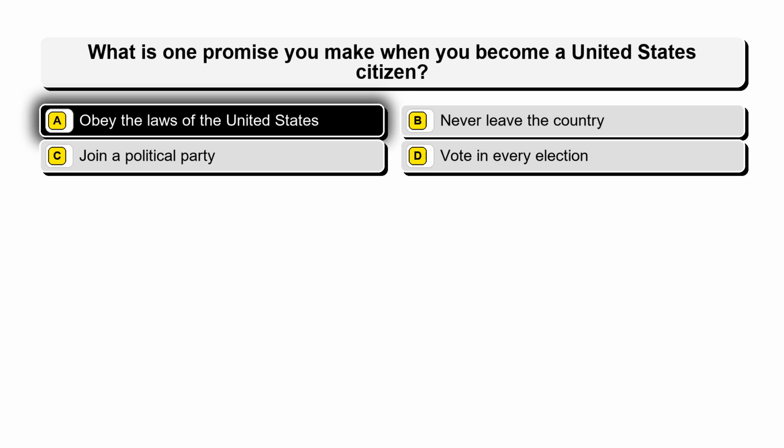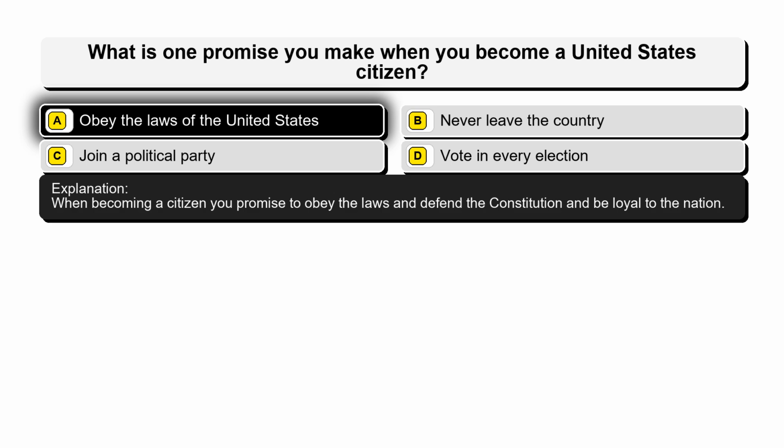The correct answer is option A, obey the laws of the United States. When becoming a citizen, you promise to obey the laws, defend the Constitution, and be loyal to the nation.